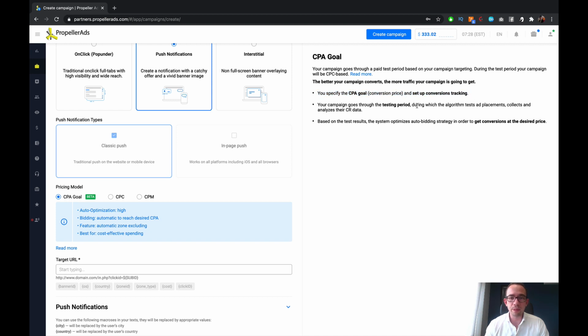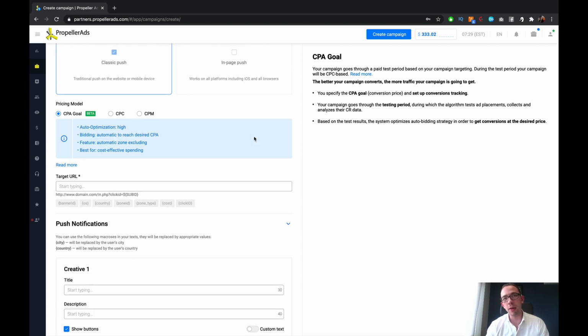So basically, your campaign goes through the testing period during which the algorithm tests ad placements, collects and analyzes their CR data. Based on the test results, the system optimizes auto bidding strategies in order to get conversion at the desired price. It tries to get that, right? If it doesn't get that, it just will not spend. And the testing phase, which it will go through, will initially be unsuccessful because the CPA goal is too high. So even though you have, let's say, a $60 payout, if your campaign is bad, it might result in a $200 CPA, which they won't go down to, and they just say, this doesn't work, you need to improve your campaign.